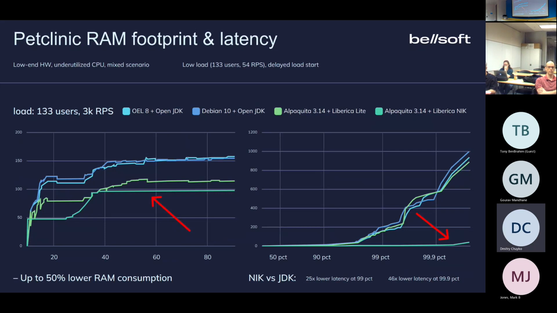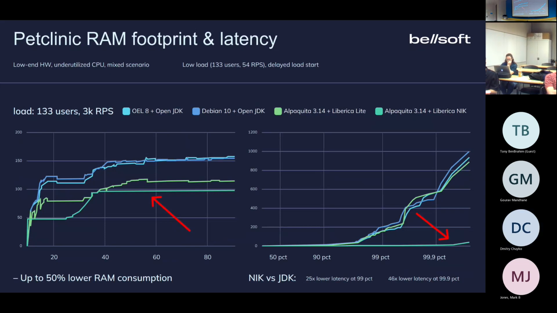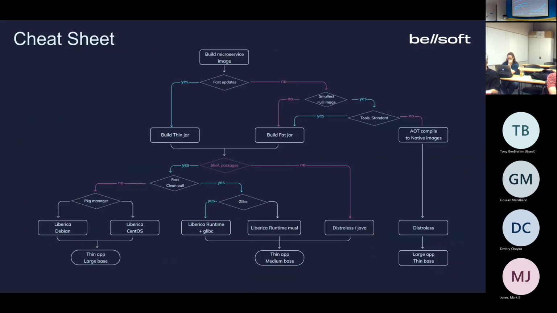Here this service is not fully loaded, so it's not at its peak load. And for such cases, Liberica Lite contains functionality that helps the JDK release unused memory back to the operating system. So it reduces the footprint for services that are not fully loaded. And here's a small cheat sheet that can help you select a proper image for your containers.